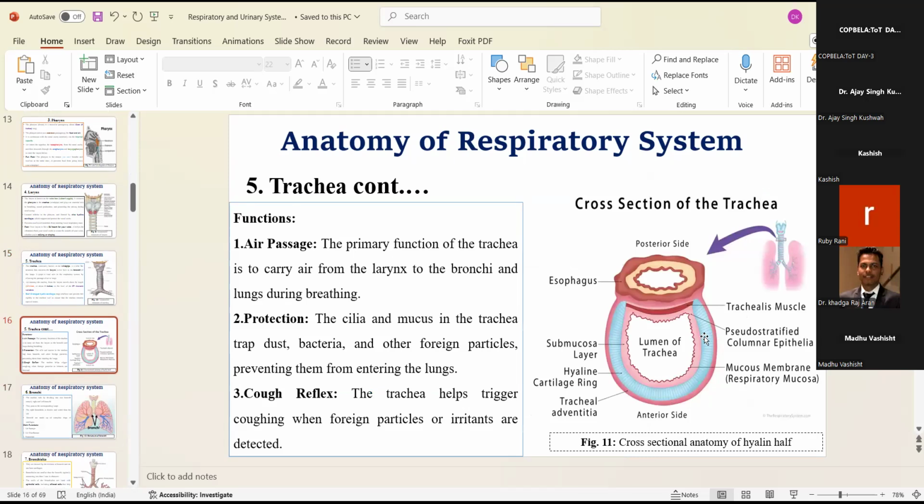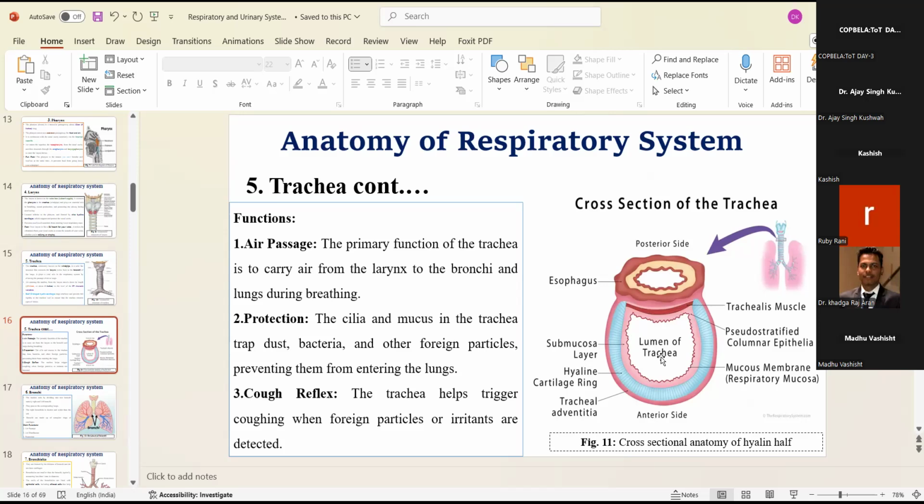If you look at the cross-sectional anatomy of the trachea, you can see in this diagram the anterior part and the posterior part. In the posterior part you can see the esophagus, but from the anterior view you can see a different type of ring, the hyaline cartilage rings, and some submucosal layer, and the lumen of the trachea. These are all responsible for the passage of air.